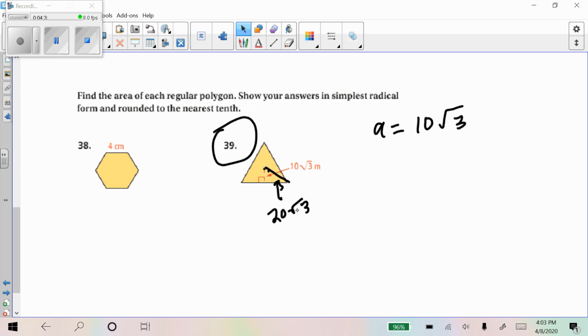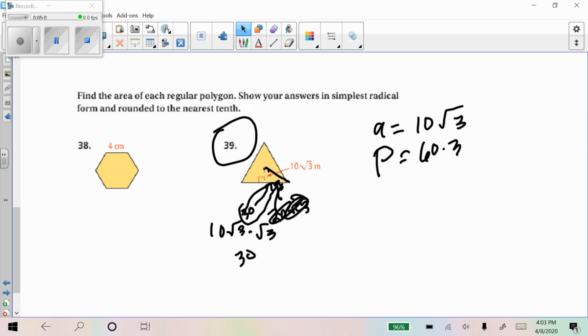I'm not sure we needed to know that, but in fact we didn't. But we need to know this side, which is the apothem, the short side, times the square root of 3. And square root of 3 times square root of 3 is 3 times 10 is 30. So that length right there is 30. You got to double that for the side length. So the perimeter would be 60 times 3, which is 180.